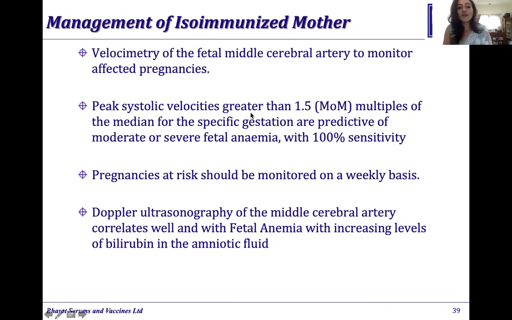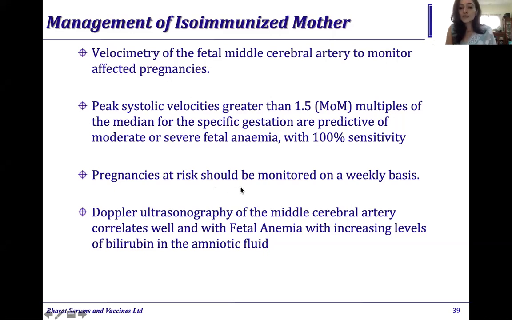A peak systolic velocity greater than 1.5 multiples of median, for specific gestations, is predictive of moderate or severe fetal anemia with 100% sensitivity. So we take this as the cutoff for when the fetus has to be sent to a fetal medicine expert for intrauterine transfusions, for invasive testing, depending on the gestational age. If we have a near-term fetus, we target towards terminating the pregnancy. But if we have a salvageable fetus, then we can think about intrauterine fetal transfusions and invasive cordocentesis.